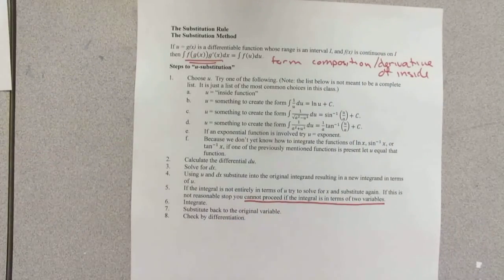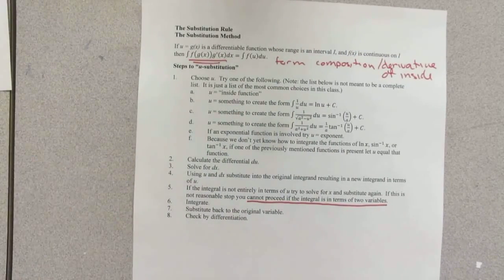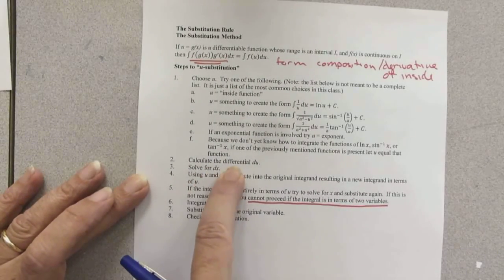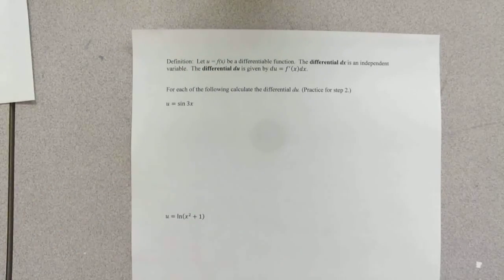Except for when we did implicit differentiation and related rates, this is single variable calculus. So after you do the substitution, if you still have 2 variables, something's going wrong. Stop. 6, integrate. 7, substitute back to the original variable. 8, check by differentiation. That's an optional step, but a good step. But what we're going to do first is practice step 2, calculating the differential. And that's not hard. So let's give a definition of the differential first.